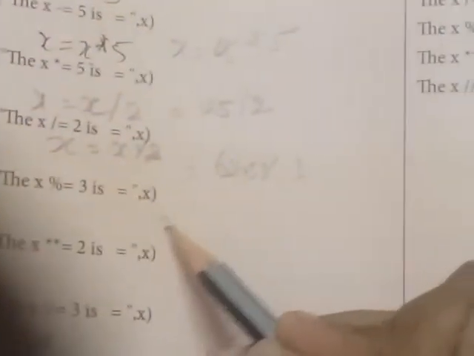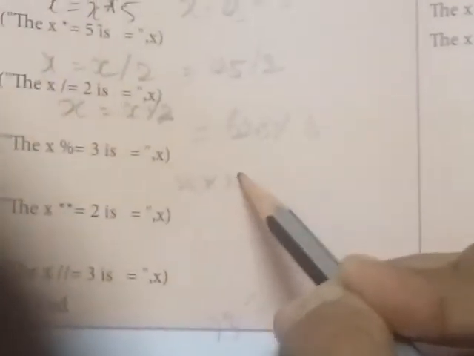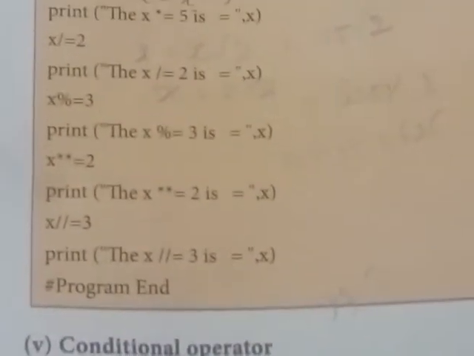The next one is x double asterisk, that means exponent, equal to 2. It means it is multiplied by itself, that means 25 into 25. We know the value of 25 into 25 is 625, so we put a decimal to get 6.25. The last one is the floor division operator. X floor division equal to 3, we will get the value 2.